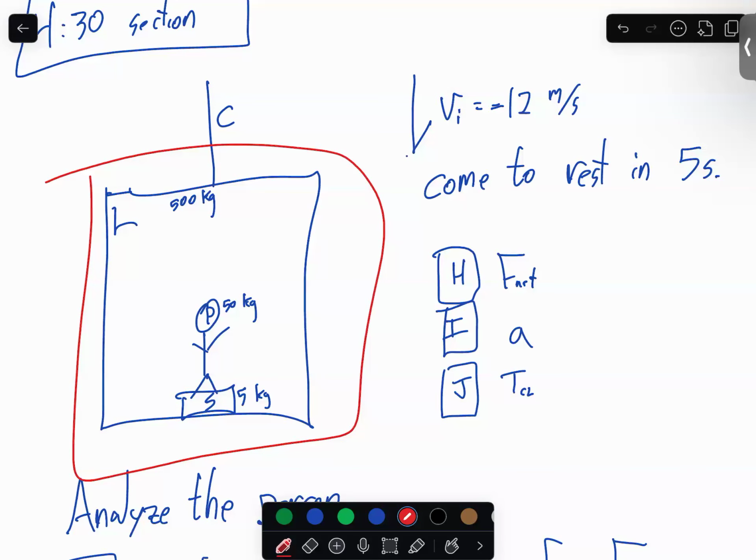Yep, same as we just did. For H, I'm looking for an algebraic expression. I'm not looking for a numerical value. For I, it's a number. For J, it's a number.